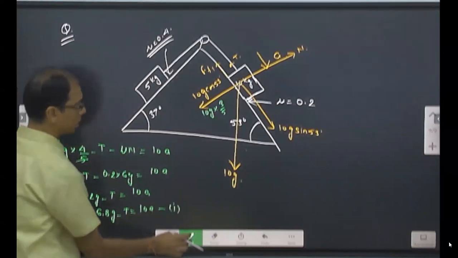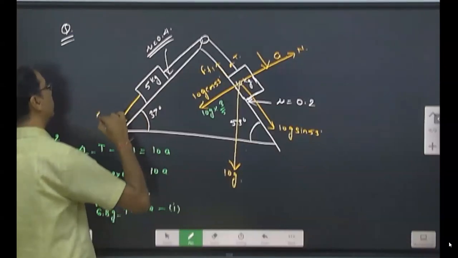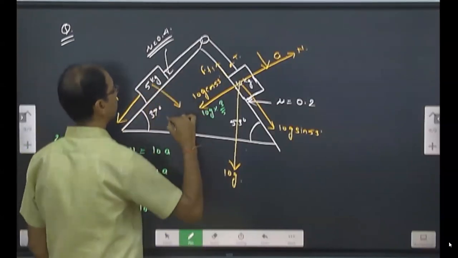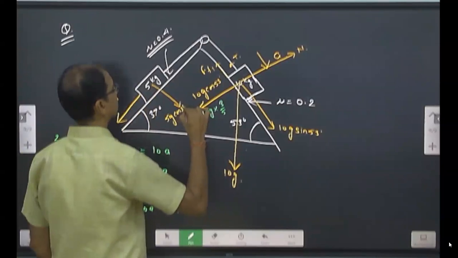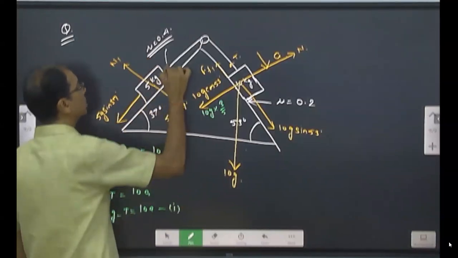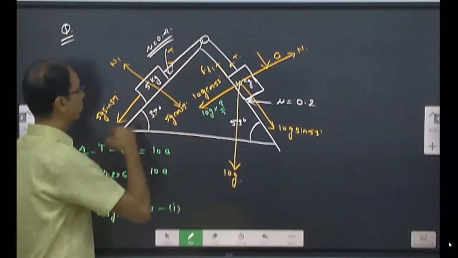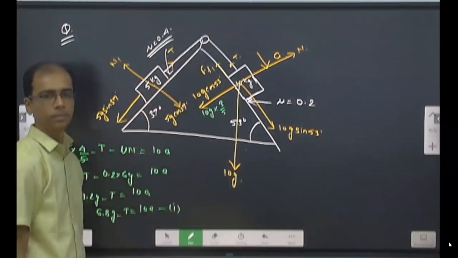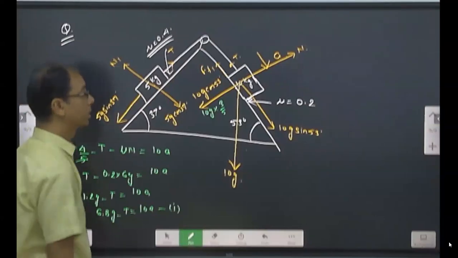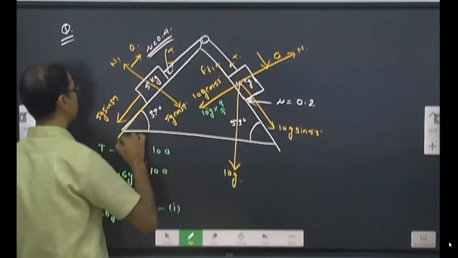Okay, then let's go for the other block. What is this? Here 5g sin 37. Here is 5g cos 37. Here is its normal force, let's say N1. Here is tension. Now the question is, where is friction? Will it be acting downwards or upwards? Downwards, because this block is going down, so this one will move upwards. If it's moving upwards, then friction will be down.